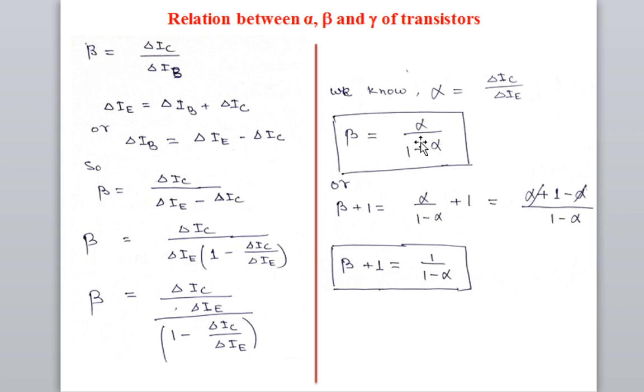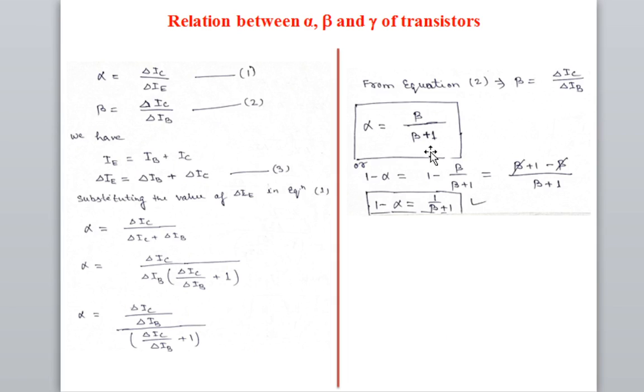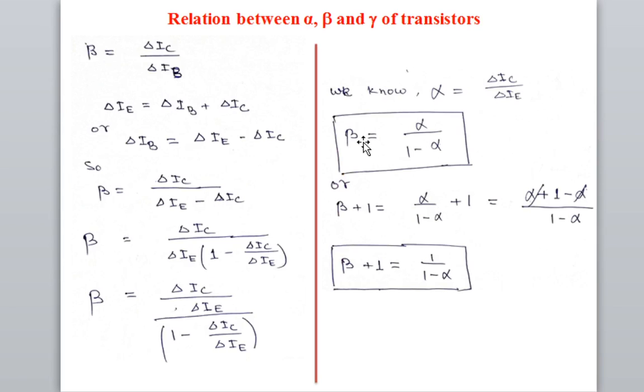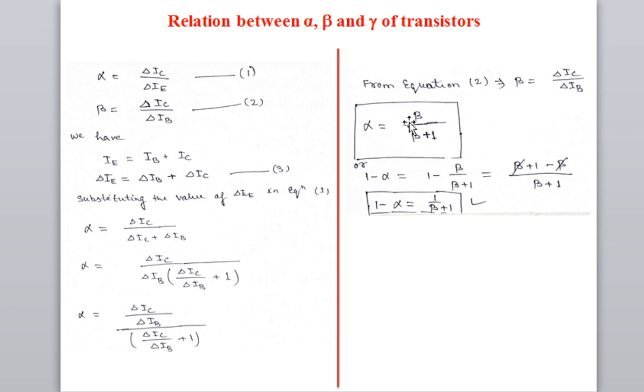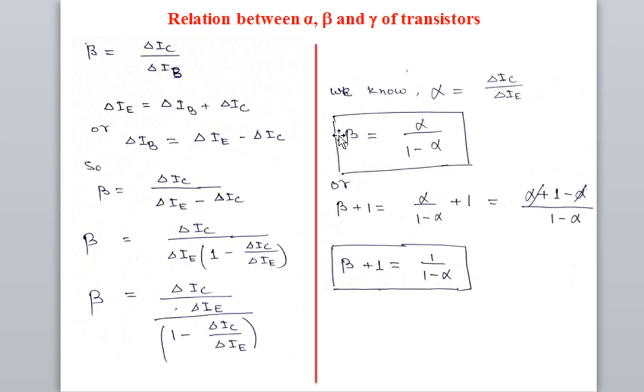So beta is equal to alpha upon 1 minus alpha, or beta plus 1 is equal to 1 upon 1 minus alpha. Here I have added 1 on both sides, so I have simplified. So this is the relation between alpha and beta. Both relations are valid: alpha is equal to beta upon 1 plus beta, and beta is equal to alpha upon 1 minus alpha, or beta plus 1 is equal to 1 upon 1 minus alpha.